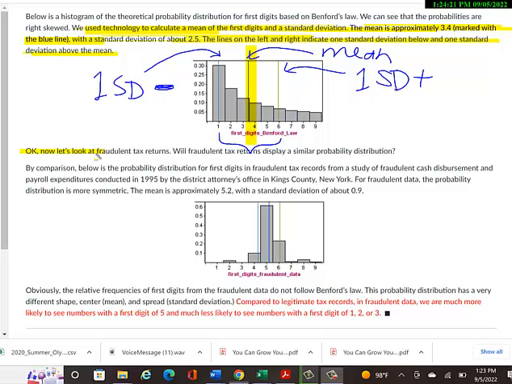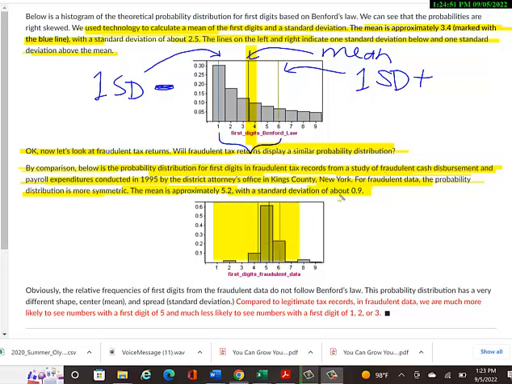Okay, now let's look at fraudulent tax returns. Will fraudulent tax returns display a similar probability distribution? By comparison, below is the probability distribution for first digits in fraudulent tax returns from a study of fraudulent cash disbursement and payroll expenditures conducted in 1995 by the District Attorney's Office in Kings County, New York. For fraudulent data, the probability distribution is more symmetric. The mean is approximately 5.2 with a standard deviation of about 0.9.